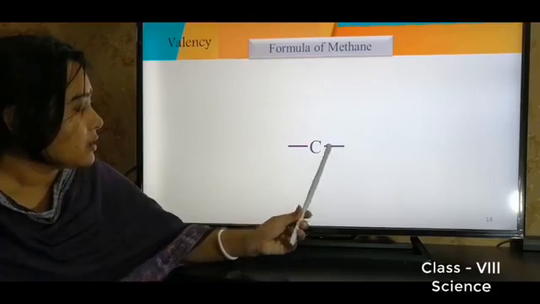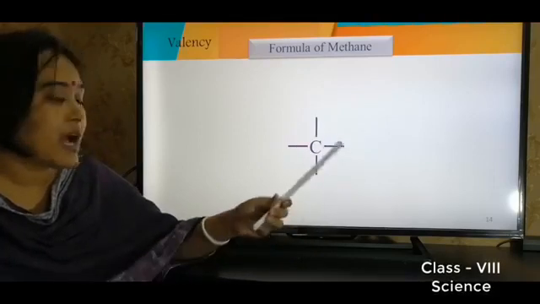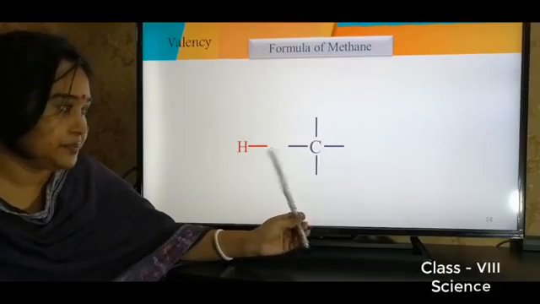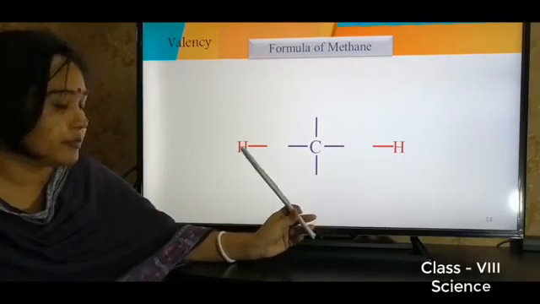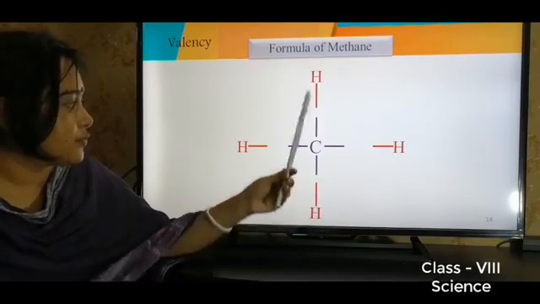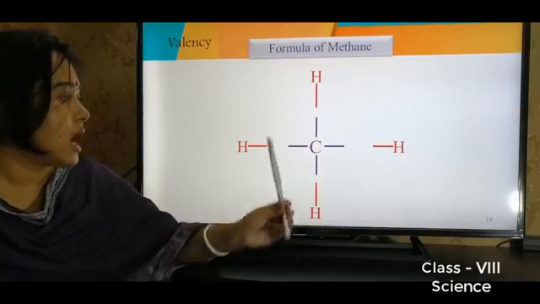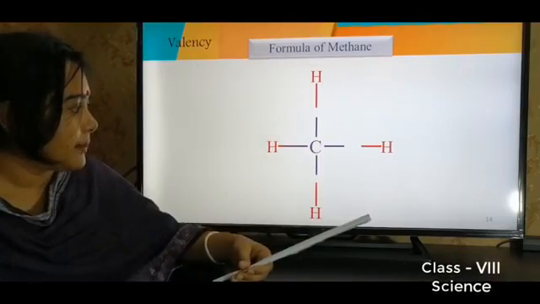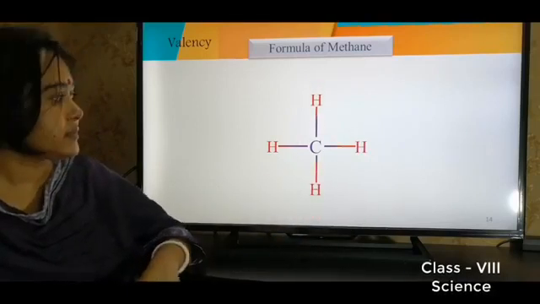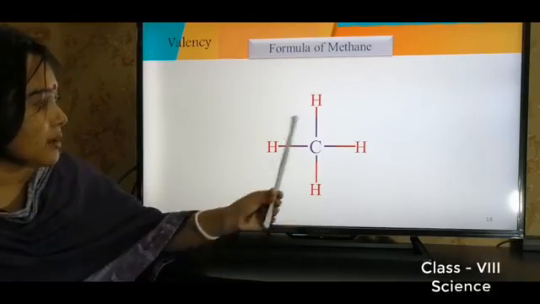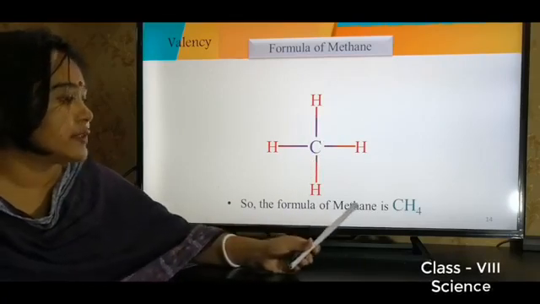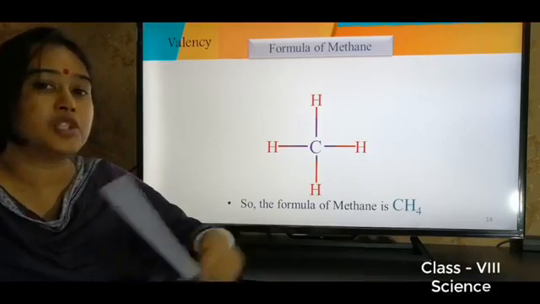You can see 4 hands of carbon. That means carbon's valency is 4. Here is one atom of one-handed hydrogen, another atom, and another atom. These 4 individual hydrogen atoms are held by the 4 hands of this carbon atom. So these elements are making a chemical bond by their valency. The formula of the compound methane is CH4.